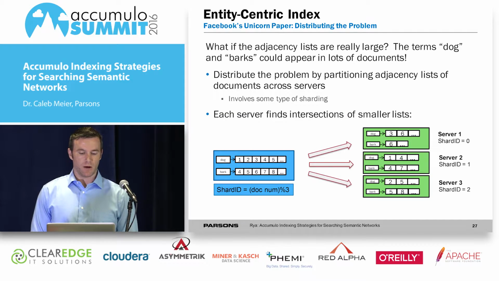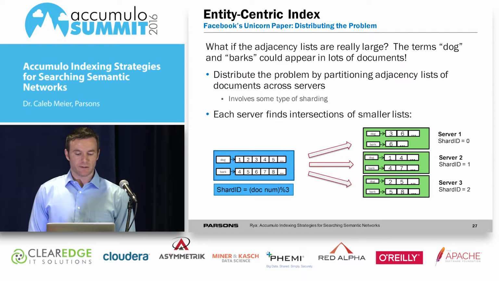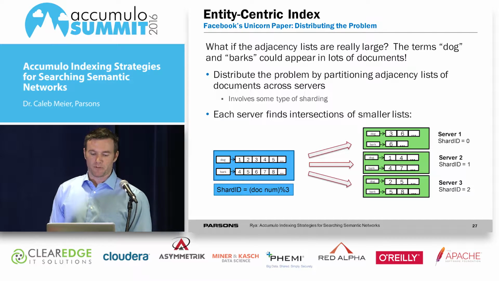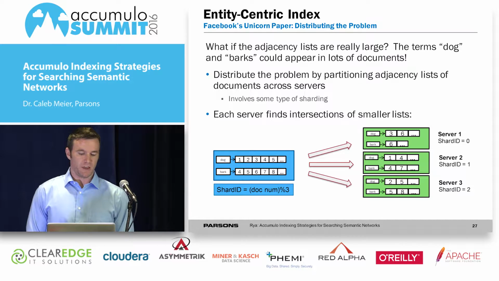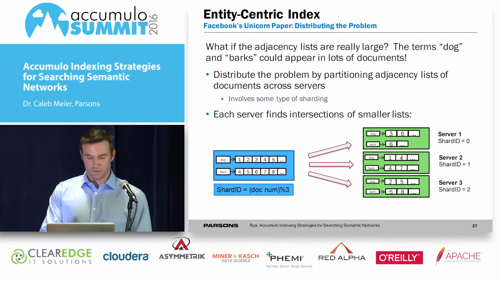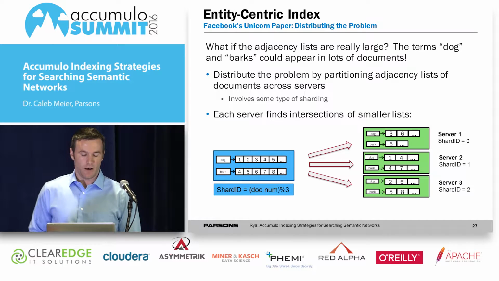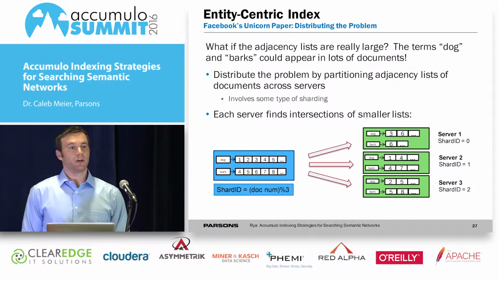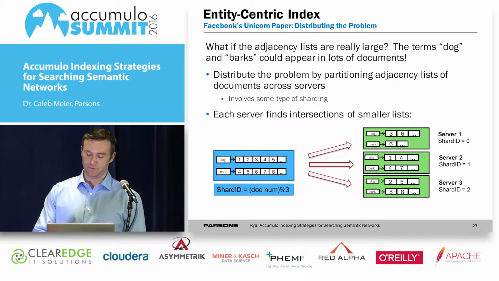So then what we can do is we can basically come up with some sort of sharding strategy where, in this case, we're just sharding on the document number. So all things with remainder 0 when modded by 3 get sent to server 1, remainder 1 modded by 3 gets sent to server 2, and so on. And the idea is then you now have much shorter lists that you're dealing with on each server, and you're finding intersections of much shorter lists.